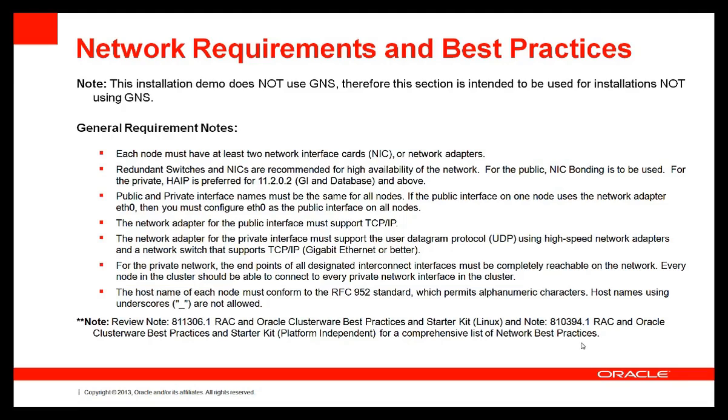Each node in the cluster must have at least 2 network interfaces or 2 physical network adapters, one for the public network and one for the cluster interconnect network. Redundant network switches and NICs are recommended for high availability of the public network. For the public network, bonding may be used to facilitate this at the operating system level. For the private network, HAIP is preferred for any system that's running 11.2.0.2 databases and above. HAIP was introduced in 11.2.0.2. Pre-11.2.0.2 databases do not understand HAIP, so keep that in mind when planning your network redundancy.